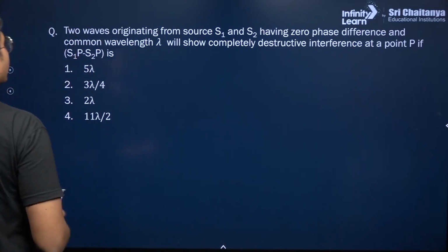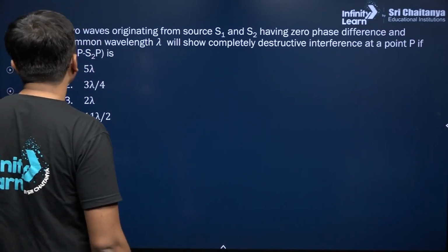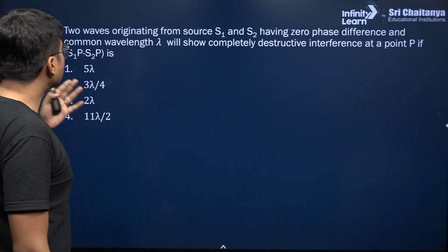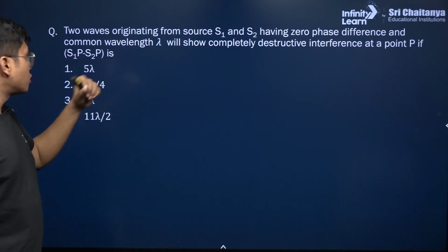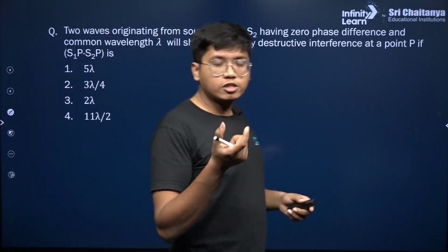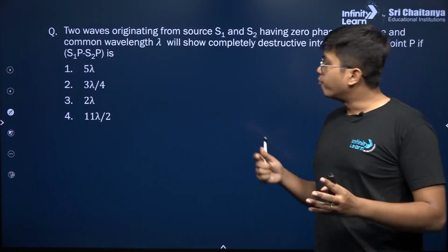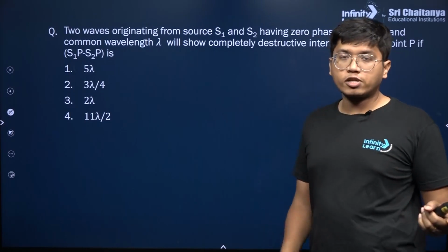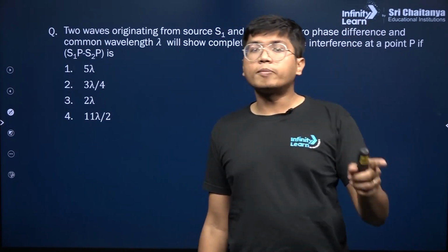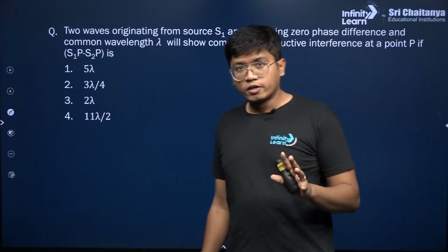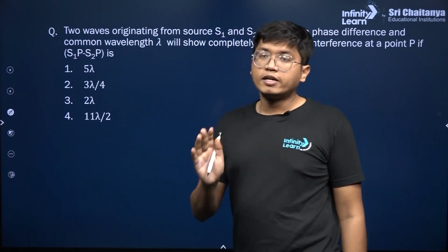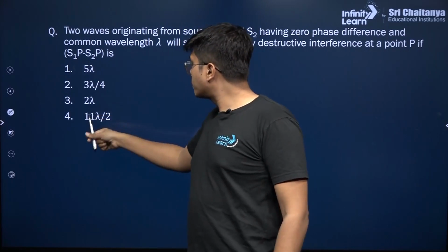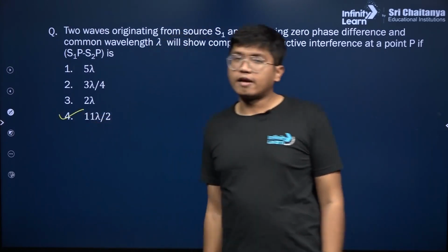Next, two waves originating from source S1, S2 having 0 phase difference, common wavelength lambda, will show complete destructive interference at a point P for S1P minus S2P. So S1P minus S2P just tells you about the path difference. We know the path difference leads to destructive interference when it is an odd multiple of lambda by 2. Right? At even multiples of lambda by 2 you have constructive, at odd multiples you have destructive. So we have only one odd multiple of lambda by 2, that is this 11 lambda by 2.